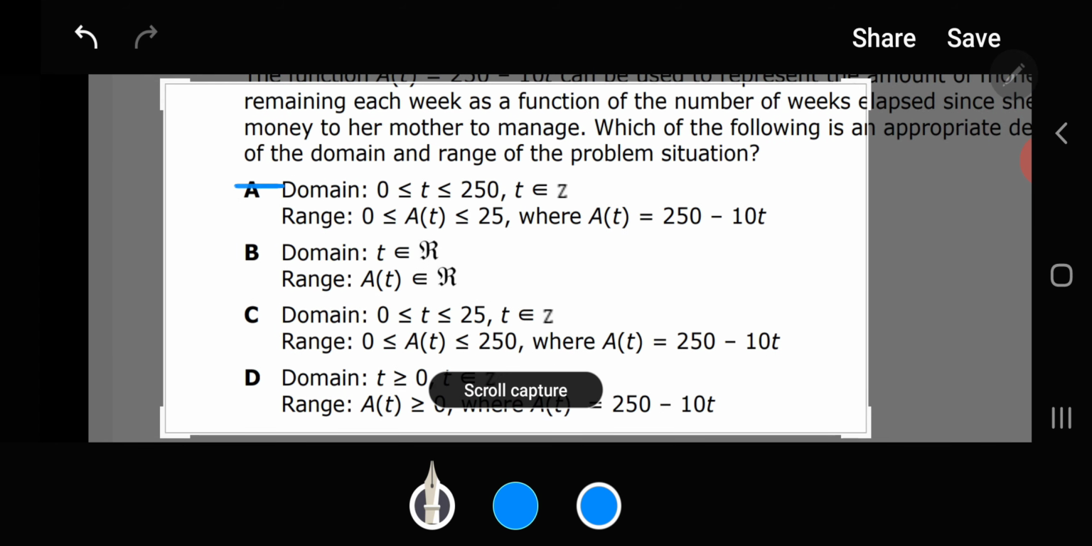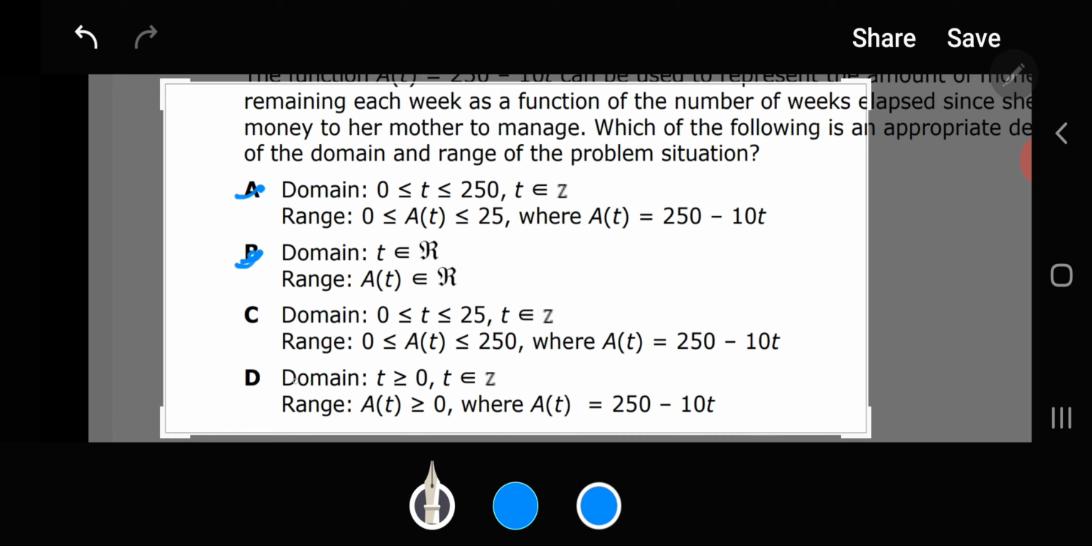Okay, so we decide it's not A. B says our range is just an element of the real numbers. Well, that's not true. It can't be all real numbers because we're never less than 0. We're never greater than 250. C says our range is, well, the amount is greater than or equal to 0, but less than or equal to 250, where A of t is equal to 250 minus 10t. That makes sense.